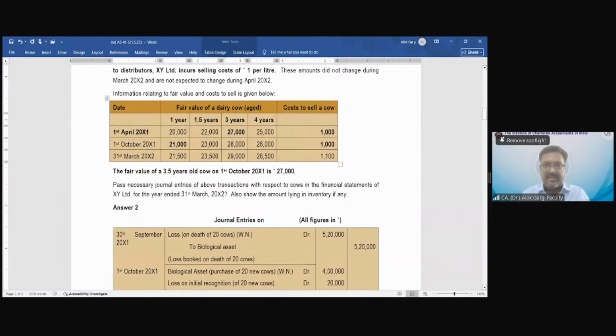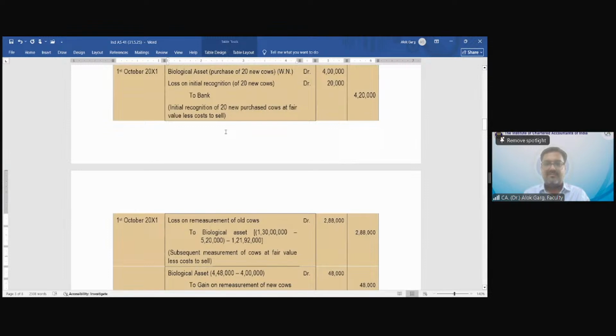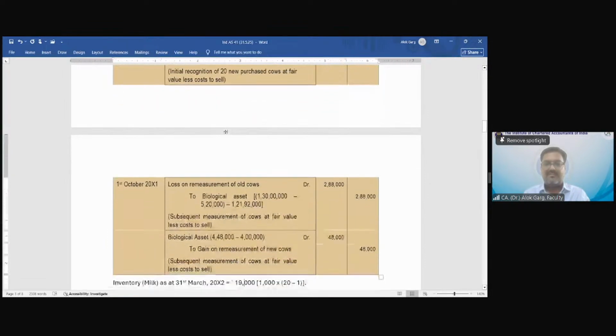इसमें दिया है ना, वो काउ 3 साल की थी ना? Sir, it will be 25,400 multiplied by 480. Why 25,400? Because now the 3-year cow will be converted into 4 years. So their value is given as 26,500 and cost to sell is 1,100. So subtracting, we will get 25,400. Okay.